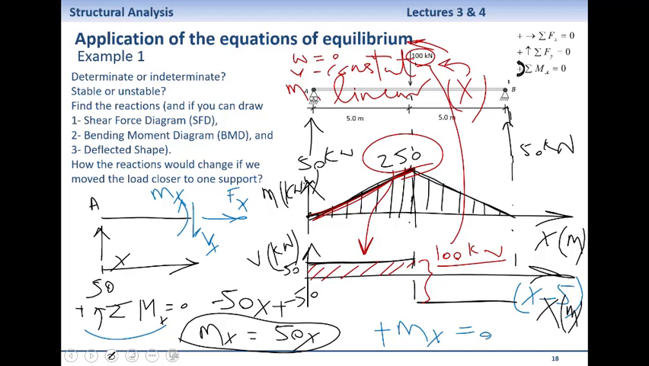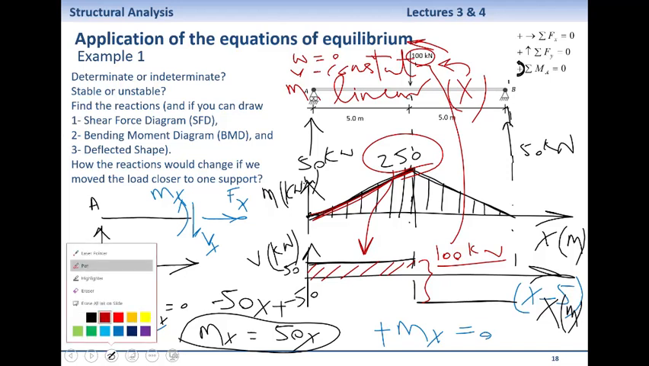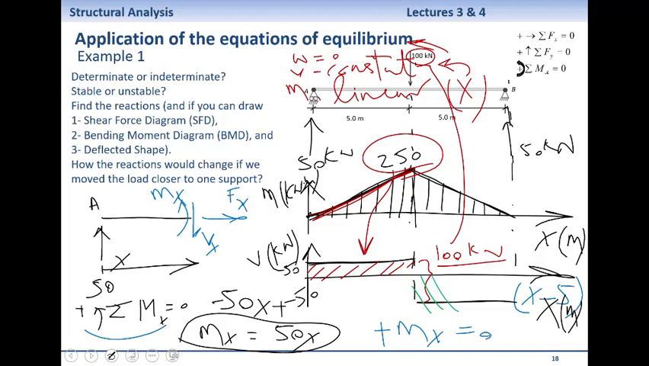Calculate the next area, this one. What is this area? Negative 50 times 5, which is negative 250. How much has the bending moment changed from midpoint to point B? It has dropped by 250.